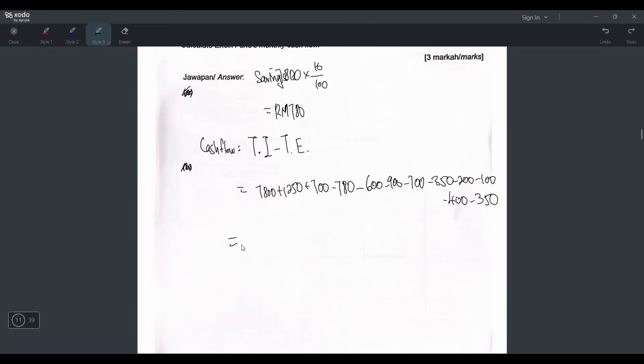Okay, now it's time to press calculator. So you kena tunggu saya sekejap. Okay, 1250 plus 700 minus 780 minus 600 minus 900 minus 700 minus 350 minus 200, 300 minus 750. Okay, my calculator gives me 5370. Yeah, so hope you get the same also. So this is the RM, the cash flow for that month.